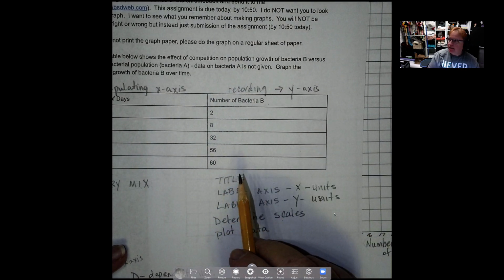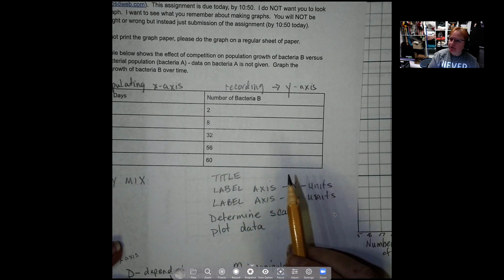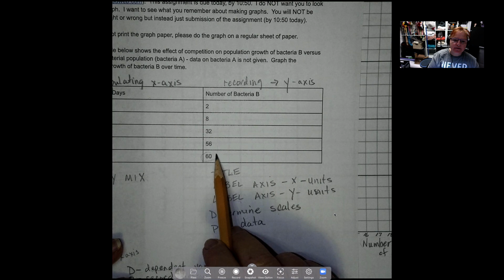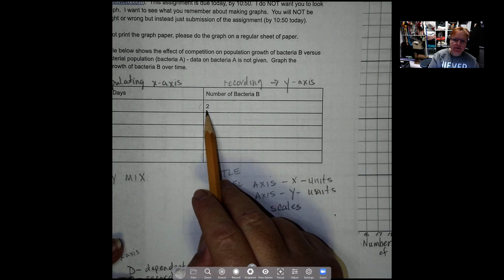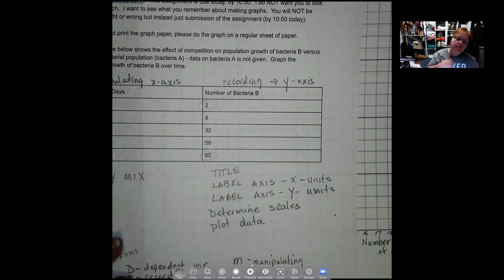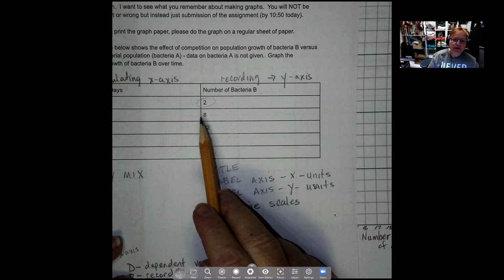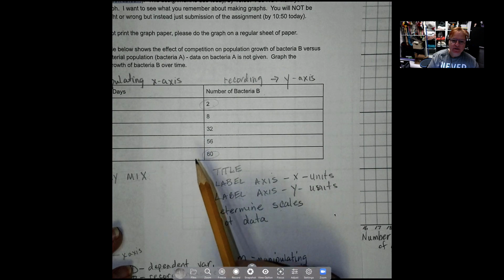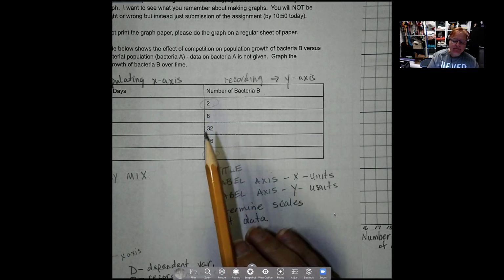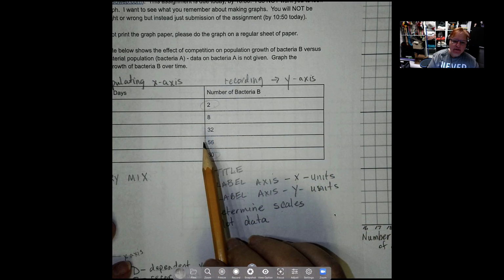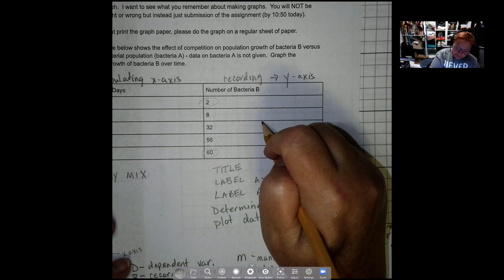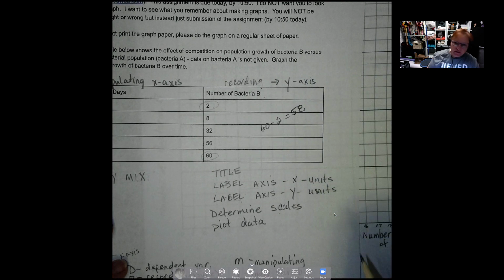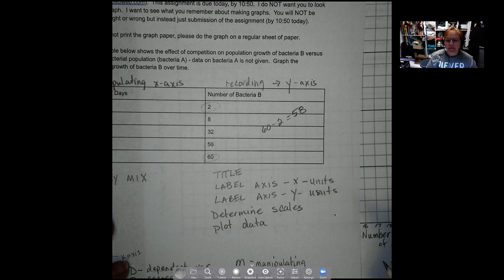To find the range of data, you take your highest data point and you subtract your lowest data point. Okay, now this number is awfully close to 0, right? But anyway, ignore that. So I'm going to take 60 and subtract 2 and I'm going to get 58, right? And then I look at how many lines I have.